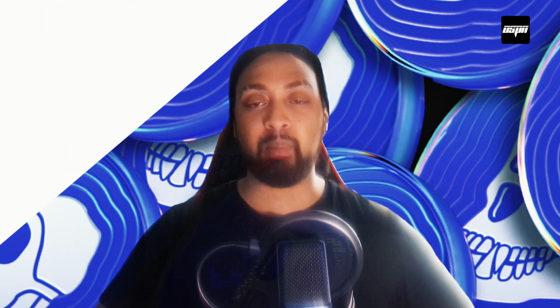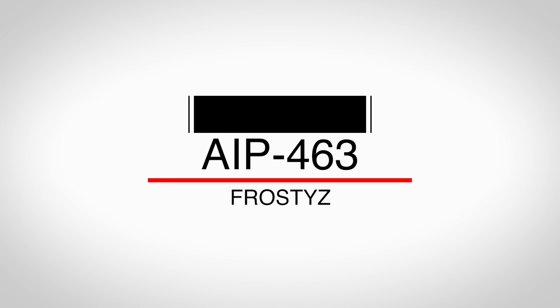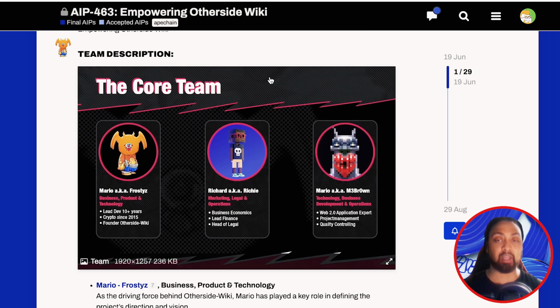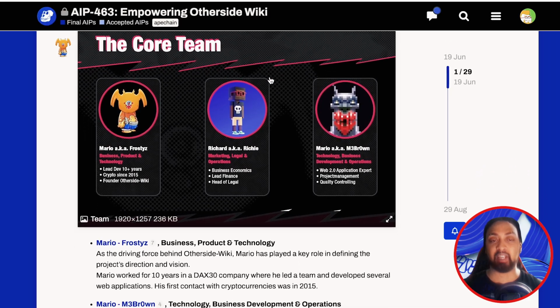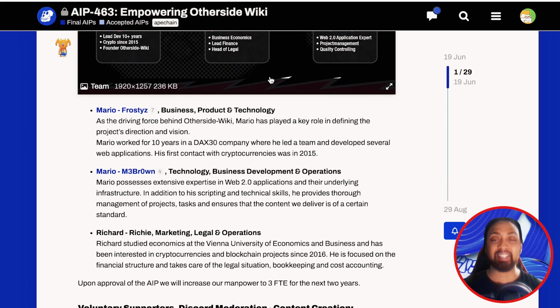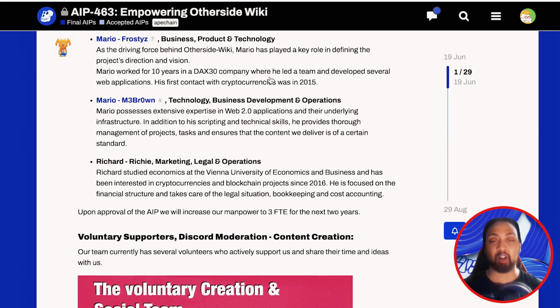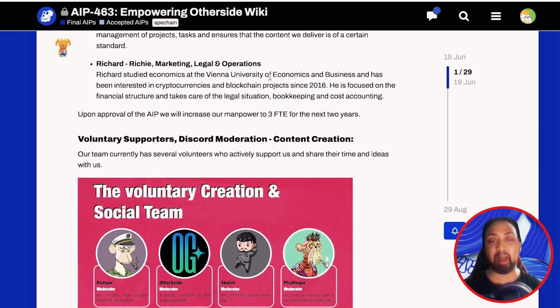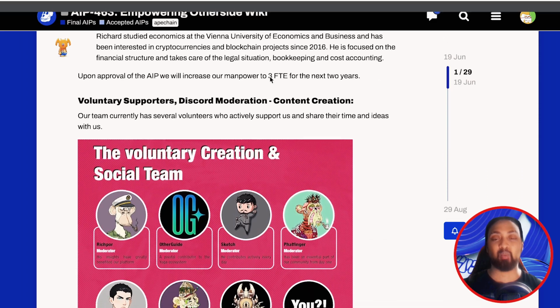The AIP we'll be discussing is AIP 463, Empowering Otherside Wiki, a proposal that secured funding to expand the Otherside Wiki, a core data hub for ApeChain and the Otherside, which is the ApeCoin native metaverse. This AIP is a great example of why certain proposals succeed, and we're going to highlight some common elements in accepted AIPs as we break this one down.